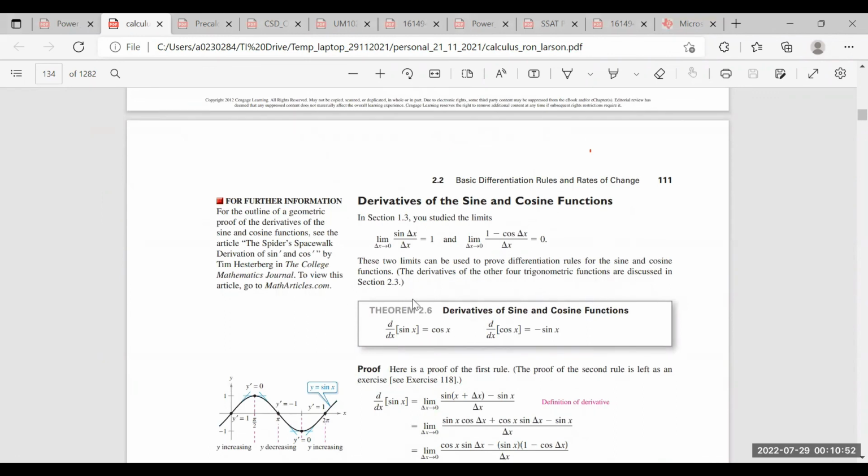The next theorem is the derivative of trigonometric functions. We'll study only sine and cosine now, and there's a dedicated chapter where we'll study a little more about these special functions.